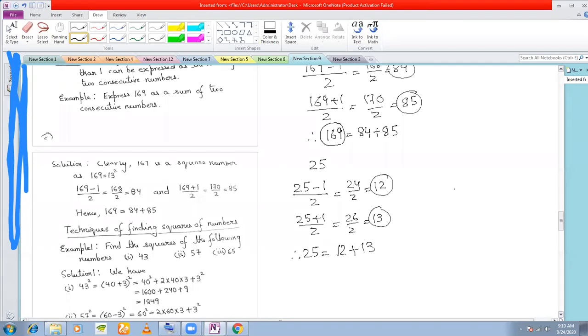Let us take 121. We know 121 to be a square number because it is 11 square.